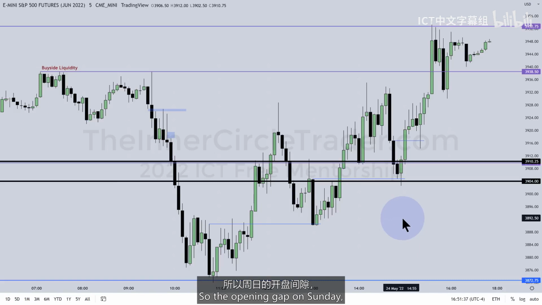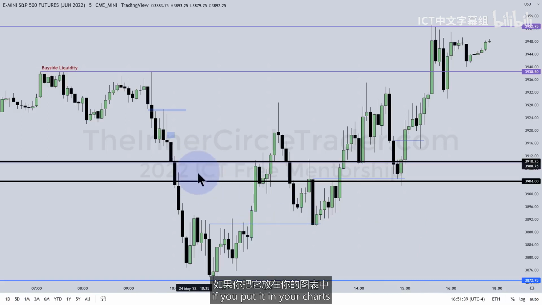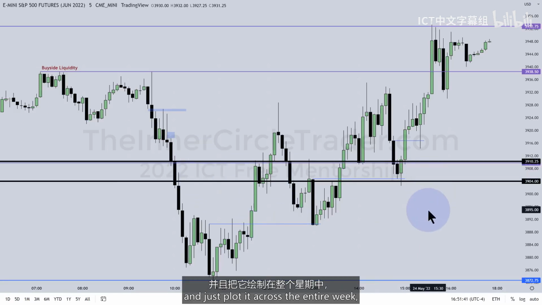So the opening gap on Sunday, if you put it in your charts and just plot it across the entire week, you'll see that many times there's a lot of valuation around that gap.